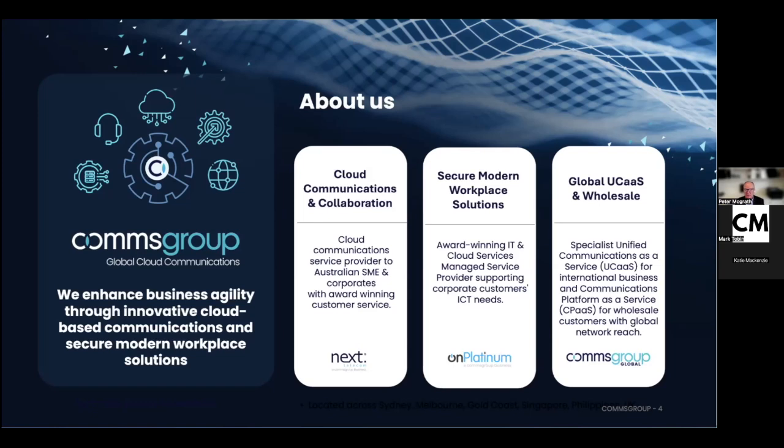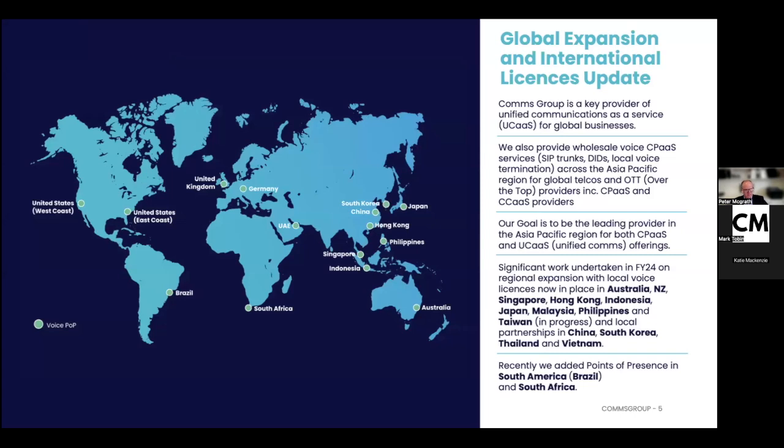Rough breakdown of revenue, we'll see that in a moment, but the first two businesses, circa 24, 25 million. The middle business there, around about 20 million, and then the global unified communication and wholesale, 13, 14, 15 million of that order. A little bit more on who we are, and then I'll move into some of the financial results.